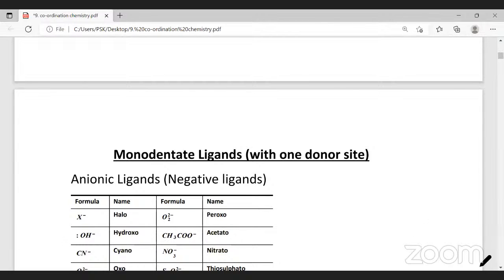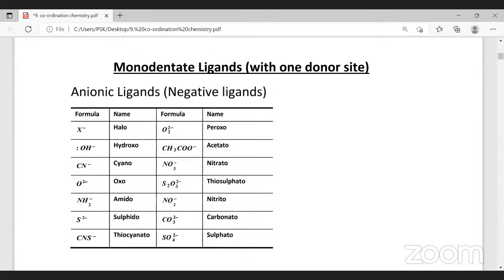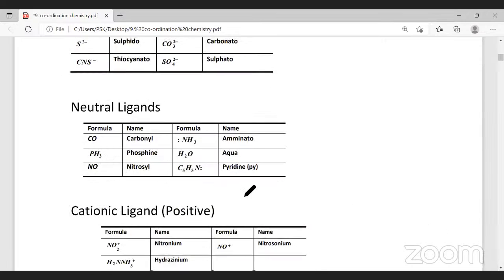And we learned the classification of ligands. Monodentate ligands are ligands which donate one pair of electrons. And we also learned that for an anionic ligand, a negatively charged ligand, the name has to end with O. We have learned many examples, and for neutral ligands, we have special names. For carbon monoxide, it's called carbonyl. For ammonia, it's called ammine, A-M-M-I-N-E. PH3 is called phosphine. Water is called aqua. NO is called nitrosyl. And C5H5N is called pyridine, represented by py.